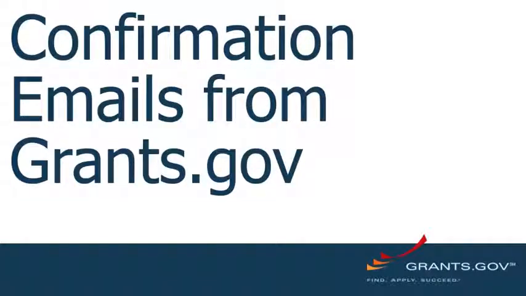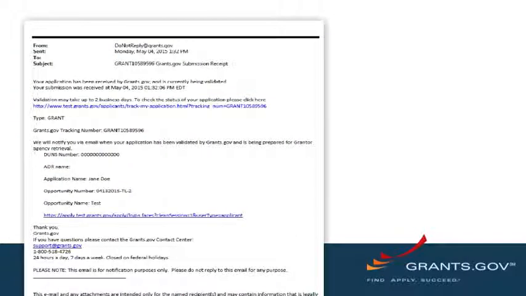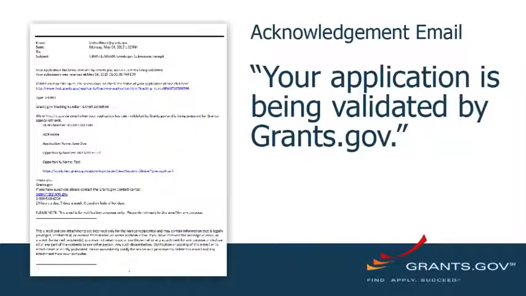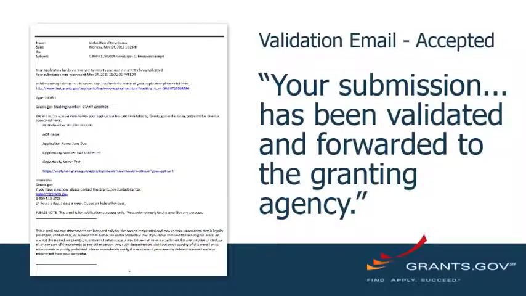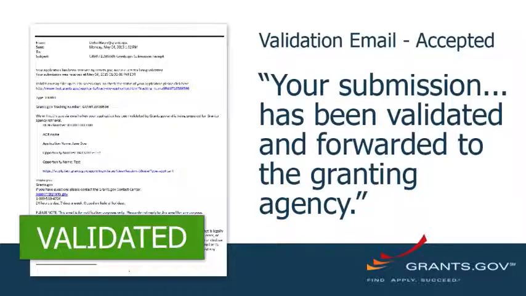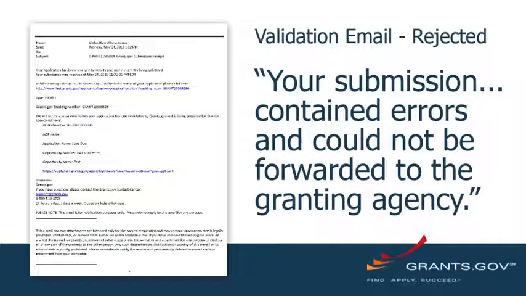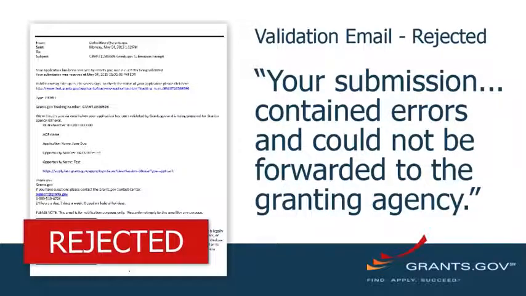Confirmation emails from grants.gov. After you have submitted your grant application, you will receive a series of emails. The acknowledgement email. The first email acknowledges that you have submitted your grant application to grants.gov and that your application is being validated by the grants.gov system. The validation email. If your application package is error-free, you will receive an email that indicates that your application has passed all validations. Alternatively, if your application has errors, you will receive a rejection email that indicates what those errors are. When you correct these issues, you can resubmit the application.